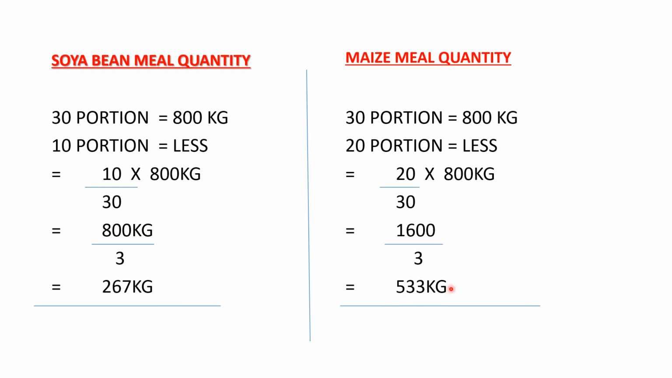533 kgs. So the 800 kg meal that they want us to formulate, 267 kgs will come from soybean meal, while 533 kgs will come from maize meal. So that will be the quantity. Then you mix up, formulating the feed.